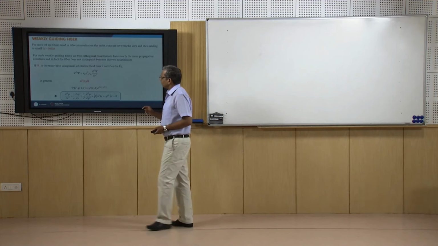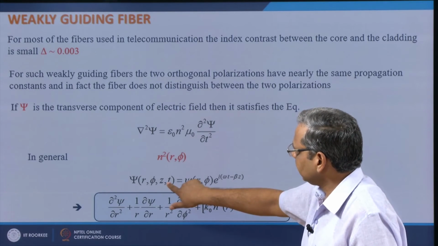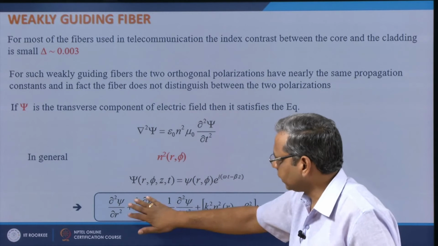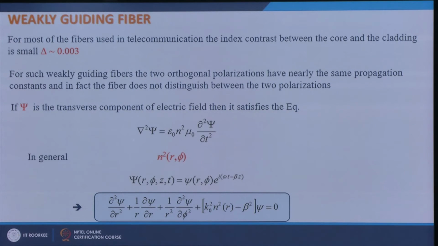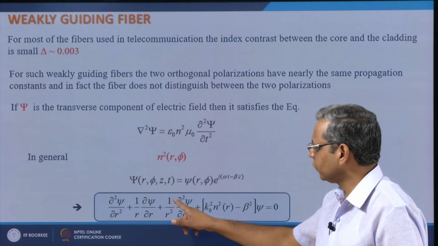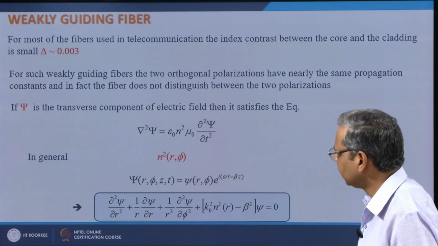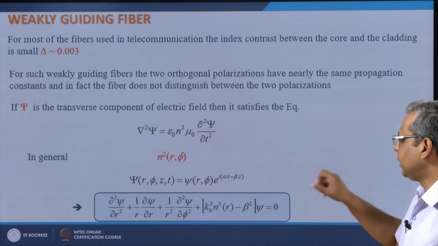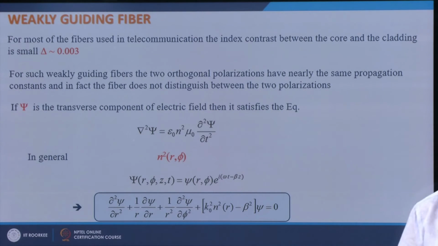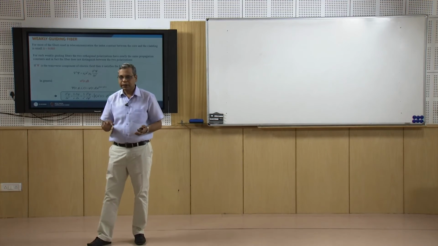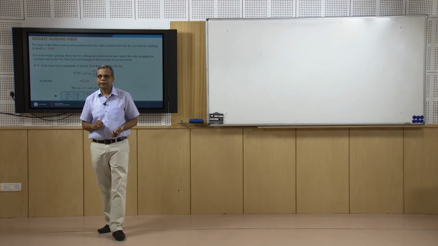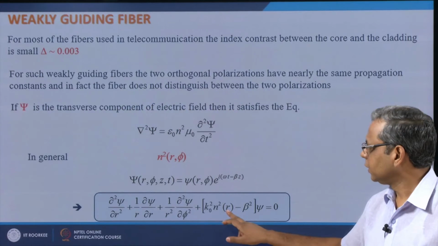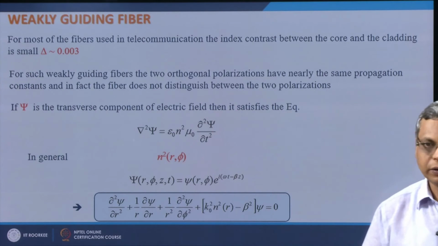So, for that, I put this capital psi back into this wave equation, and when I do this, the equation becomes del 2 psi over del r square plus 1 over r del psi over del r plus 1 over r square del 2 psi over del phi square plus k naught square n square of r phi minus beta square psi is equal to 0. In this course we will limit our discussion only to refractive index profiles which do not depend upon phi. So, we will consider only n square of r and not n square of r phi.